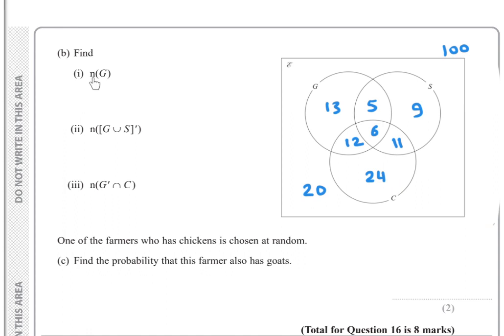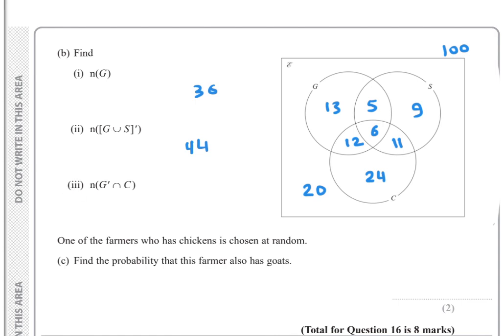Part (i), n of G means the number of elements in G. So add all: 13 plus 5 plus 6 plus 12. So 18, 24, 36. So 36. Part (ii), n of G union S means the number of elements in the union of G and S. So all the region around them. So 20 plus 24, so 44.